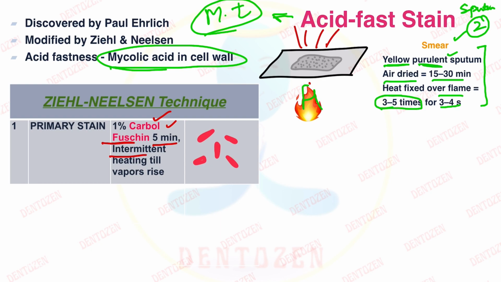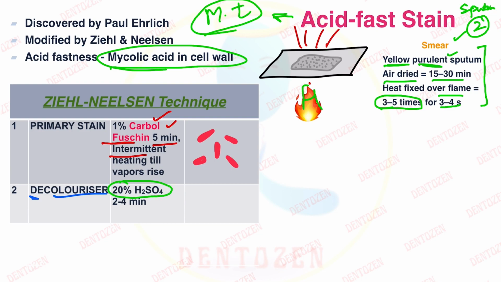Second step again is decolorizer, that is now we want to remove the color from the bacteria which are not acid fast. So how do we do that? The decolorizer that is used is 20% sulfuric acid. That can be important viva question. Now it is kept for 2 to 4 minutes. So non-acid fast bacilli, the color will get removed and now they will be unstained, whereas acid fast bacilli will still remain their first color.